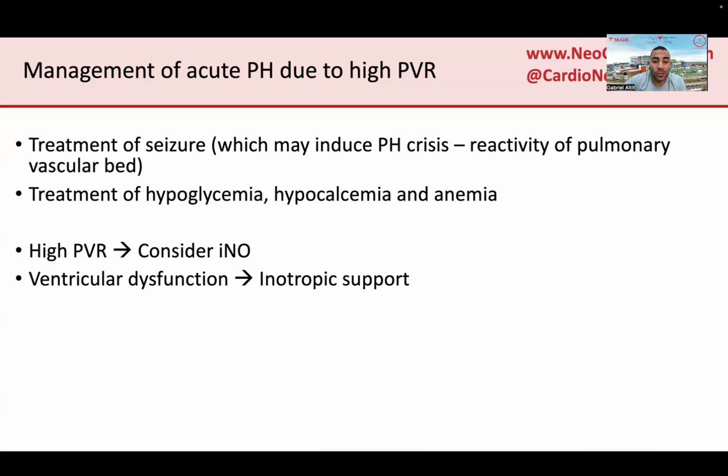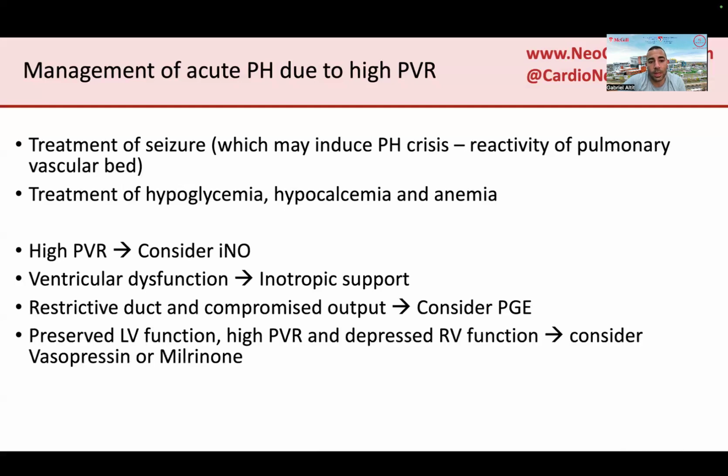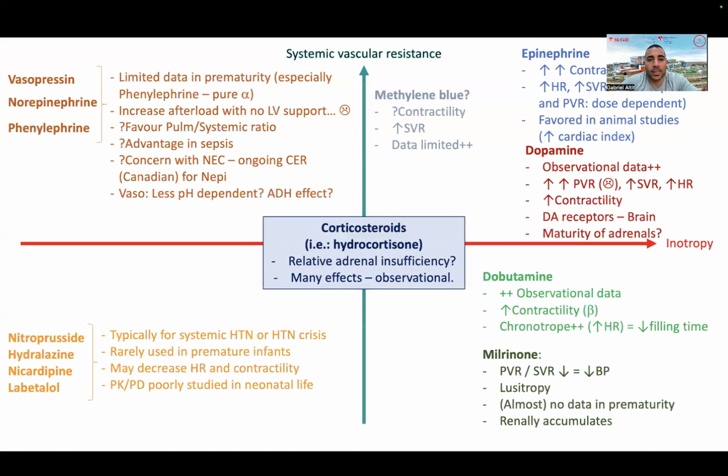If there is ventricular dysfunction, then probably you need inotropic support or sometimes even PGE to reopen the duct, because sometimes you may have such a degree of compromised output that you're entering a realm of almost single ventricular physiology, such as in the context of functional pulmonary atresia. And in certain situations, when you have preserved LV function, high pulmonary vascular resistance, and depressed RV function, you could consider vasopressin or norepinephrine. Sorry, this is a mistake, not milrinone. Vasopressin or norepinephrine.